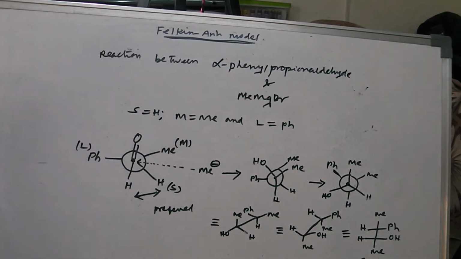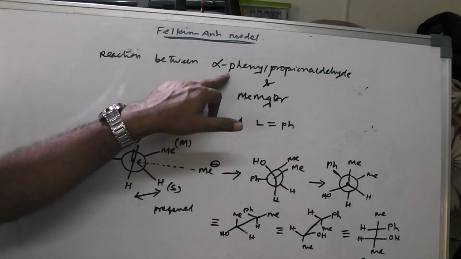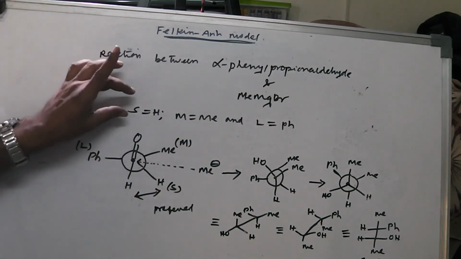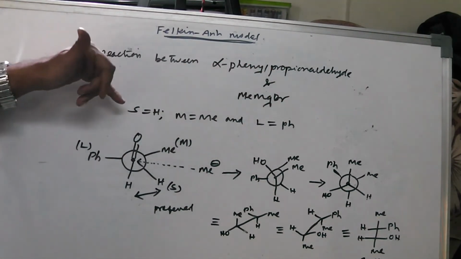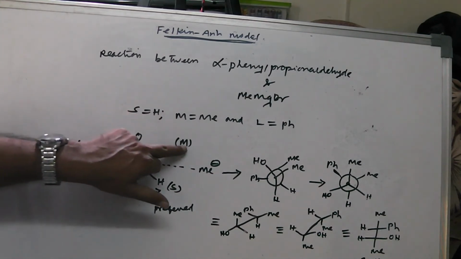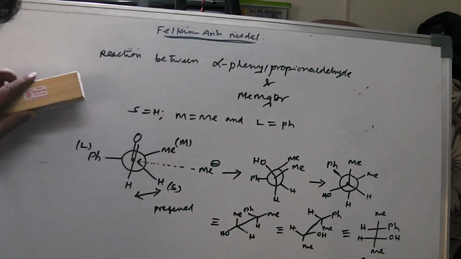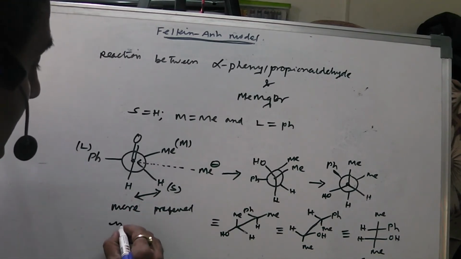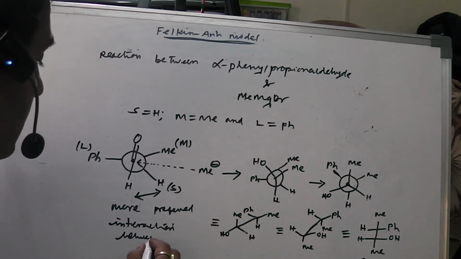Let us go for the less preferred conformation and look at the minor product also. Here Me minus is coming from MeMgBr, because the reaction is between alpha-phenyl propionaldehyde and MeMgBr. The rear carbon we are writing with S equal to hydrogen, M equal to Me, and L equal to Ph, where S stands for smaller group, M stands for medium-sized group, and L stands for larger group. The more preferred conformation has non-bonded interaction between hydrogen and hydrogen.